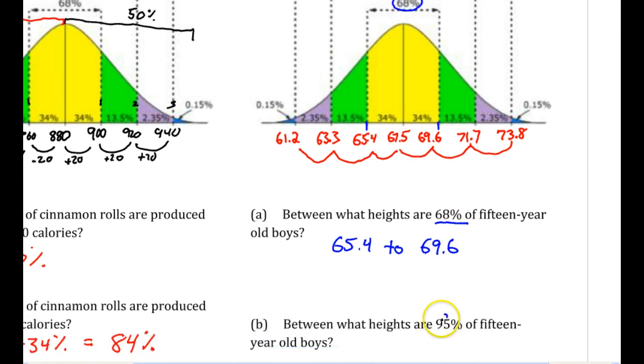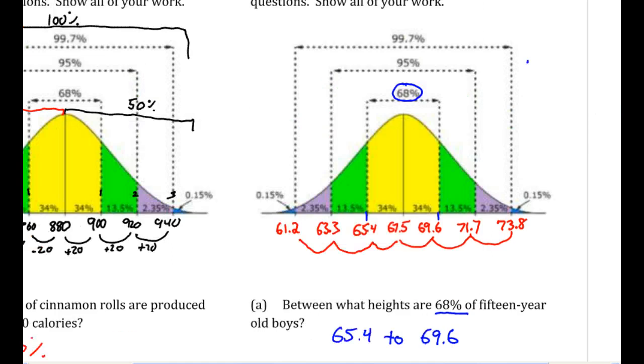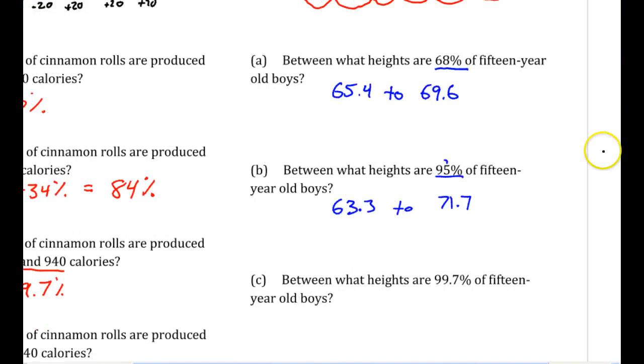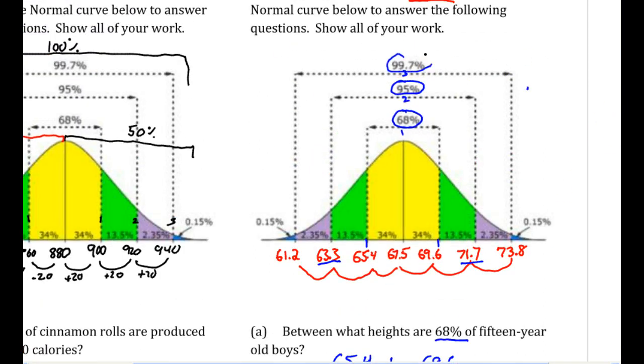Okay. Once again, 95%, that's going to correspond to the 2 standard deviations. Remember, this is 1, this is 2, and this is 3. So between the negative second and the positive second standard deviation is going to be 63.3 and 71.7. So from 63.3 to 71.7. Okay. And our third deviation, very similar. It's going to be between 61.2 and 73.8.